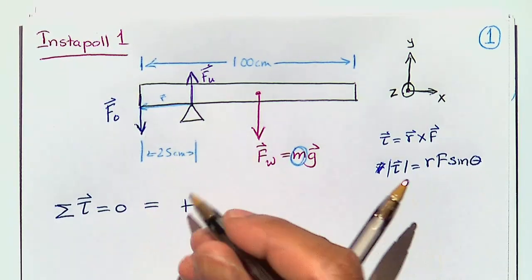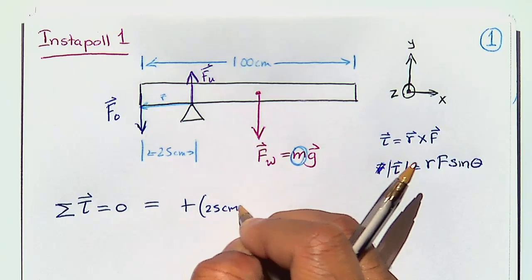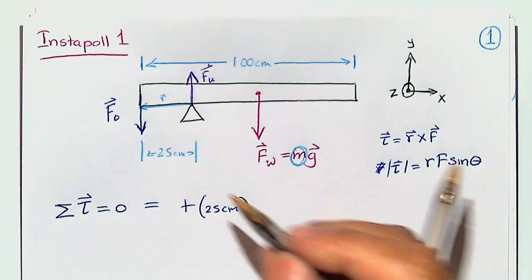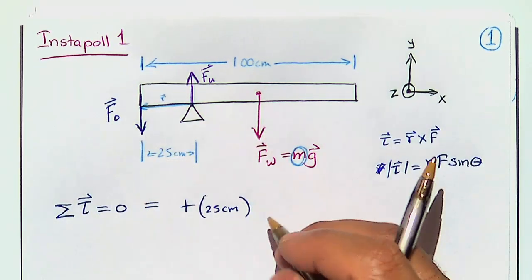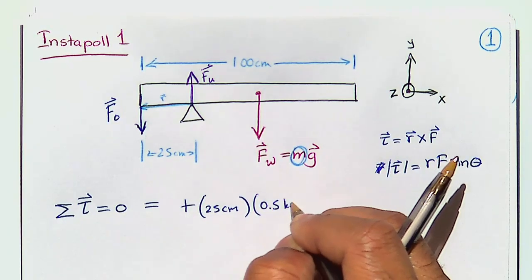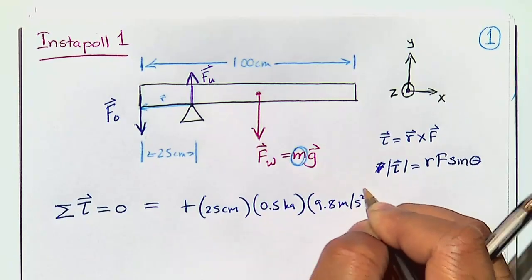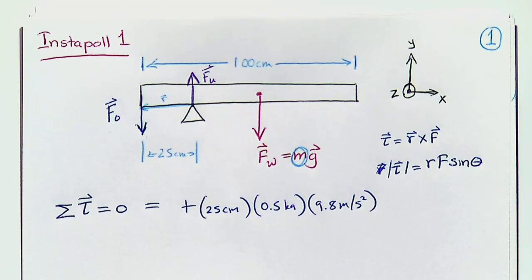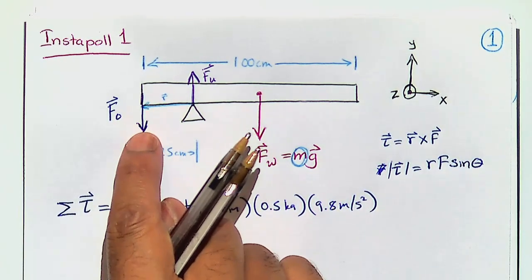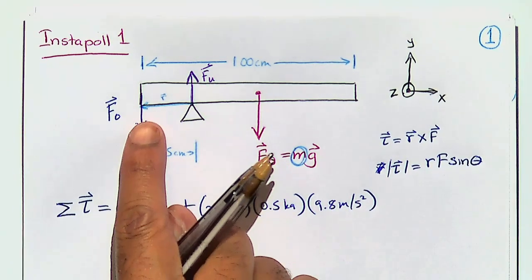So in this case, we just have to multiply this distance, 25 centimeters, right, by this force. And this force is mass times g, right? So it's a 0.5 kilogram object. We know g, 9.8 meters per second squared, right? And that's it. That's torque due to this force. Okay, we'll do the other one now, right? So we've done that one.